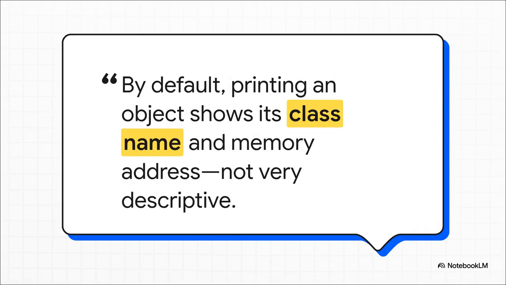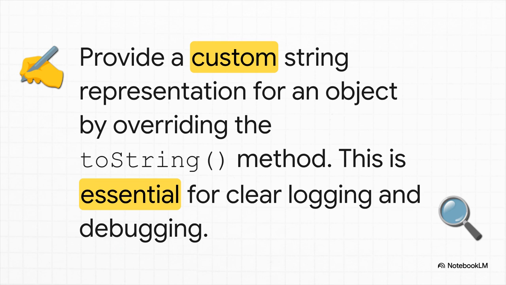So here's a funny thing. What happens when you just try to print an object? Well, by default, you usually get this. Its class name and then some weird cryptic memory address. And let's be honest, that is not very helpful when you're trying to figure out what's going on in your program. The solution, thankfully, is to override the built-in toString method. By giving our object its own version, we can tell it exactly how to represent itself as a nice, clean string. We can combine its most important properties into something a human can actually read and understand.